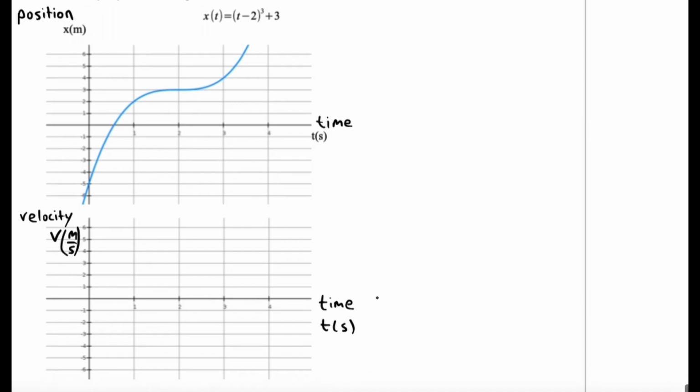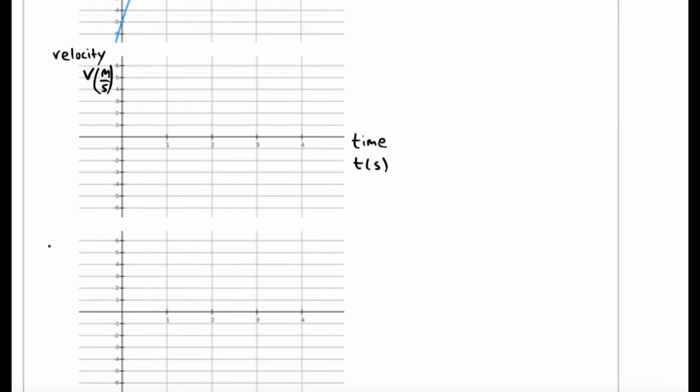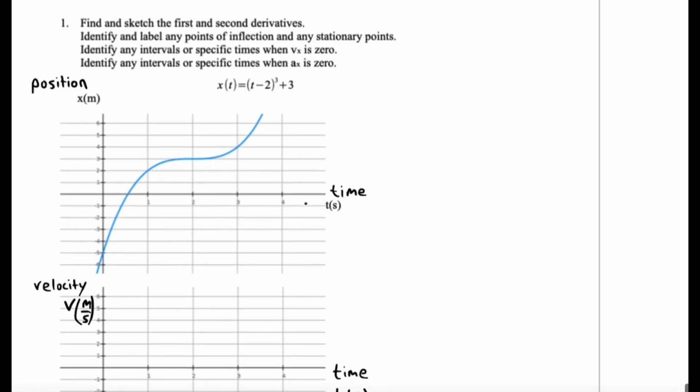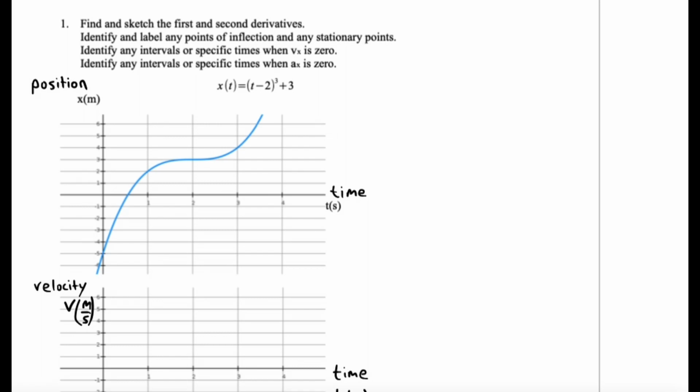And then what we're going to do after that is we're going to go even further and sketch the derivative of the derivative. In physics, this would be called the acceleration. And it has the letter A. Its units will be meters per second per second. And then we'll talk about what these graphs tell us about the motion of the object.